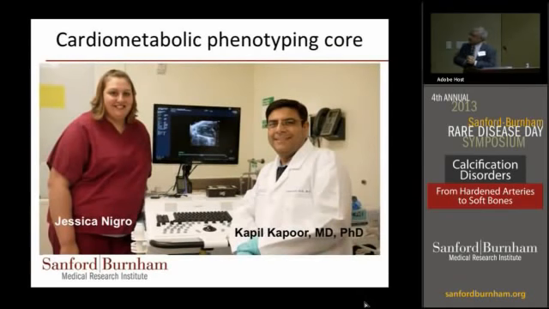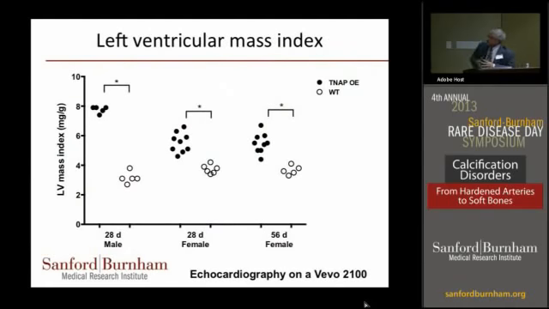With the help of a fantastic team at the cardiometabolic phenotyping core unit of the Sanford-Burnham, we've done some physiological studies on these mice, and they've been able to use the Vevo 2100 to look at some parameters of cardiac function. Here I'm showing you that the left ventricular mass index is very much altered. Here we compare male mice, 28-day-olds, with female mice, 28 and 56-day-old females. You already see that females tend to live longer, and I will show you some graphs to that effect. But essentially, we have changes in ventricular mass.